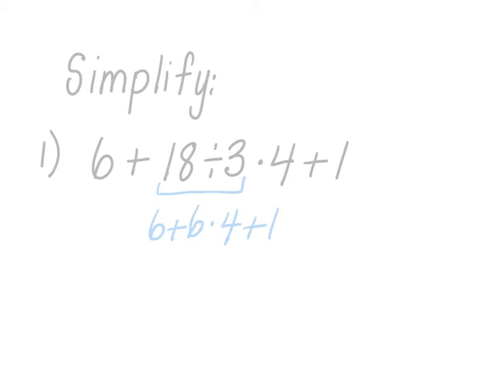So now my problem is 6 plus 6 times 4 plus 1. So now I'm going to do the multiplication, which is 6 times 4, which is 24. And then I'll bring down the rest of the problem. And now my problem is 6 plus 24 plus 1. So I'm just going to work left to right. When I add 6 plus 24, that's 30, plus 1 more is 31. So my end result is 31.